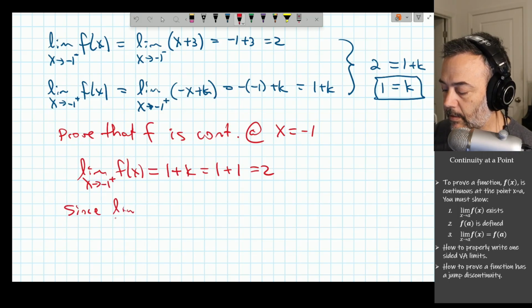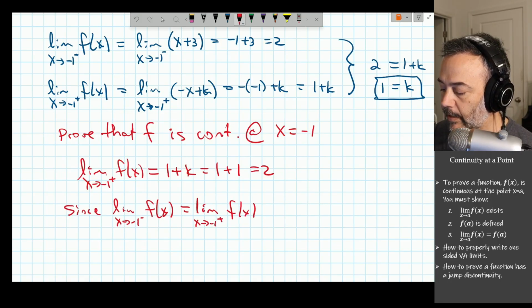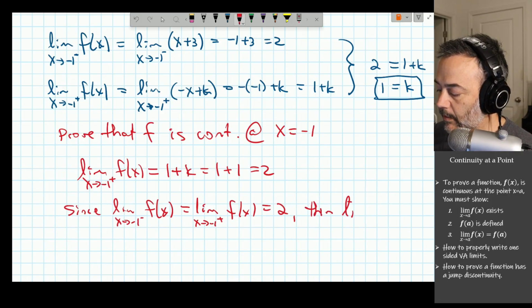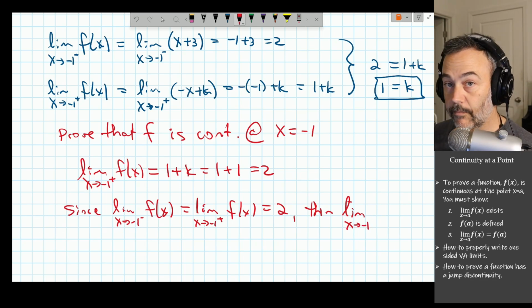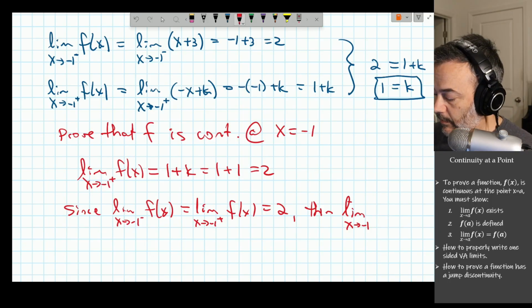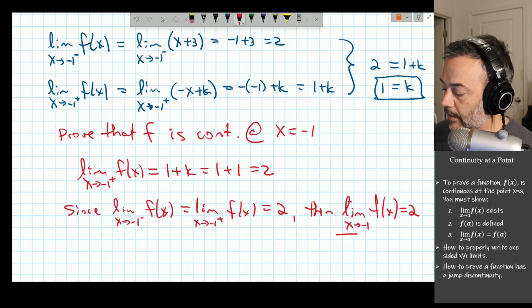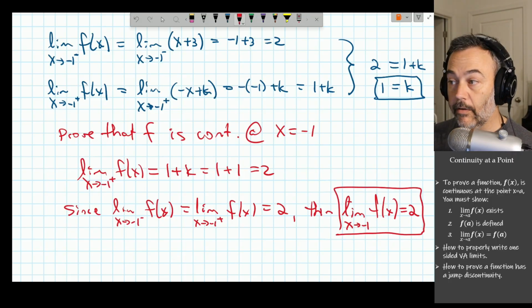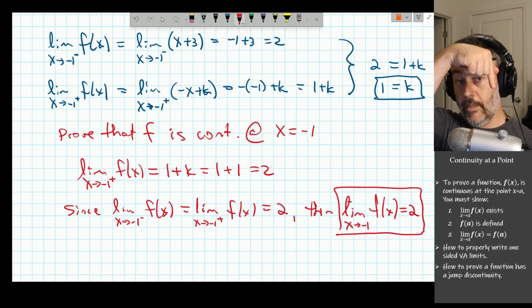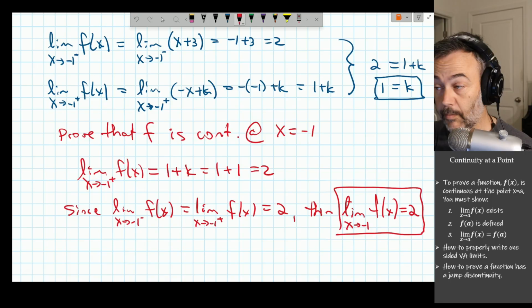Since the limit as x goes to -1 from the left of f of x equals the limit as x goes to -1 from the right of f of x, and since both of those equal 2, then the limit as x goes to -1, two-sided, not just one-sided, of f of x equals 2. This is proof of the bullet point you see below me in the PowerPoint there.